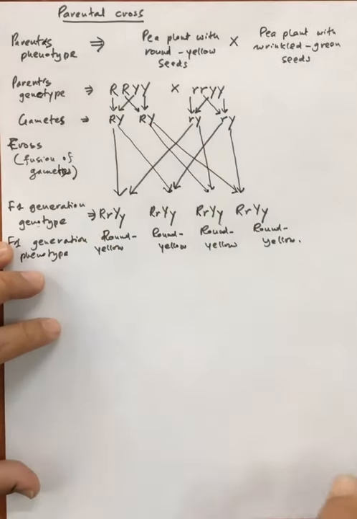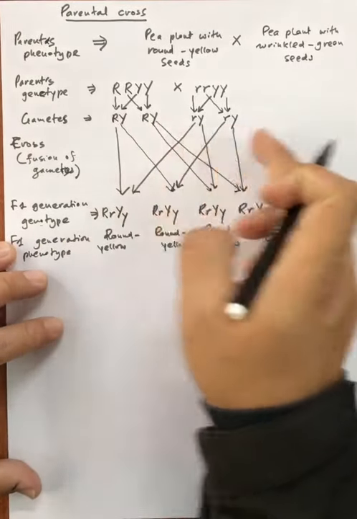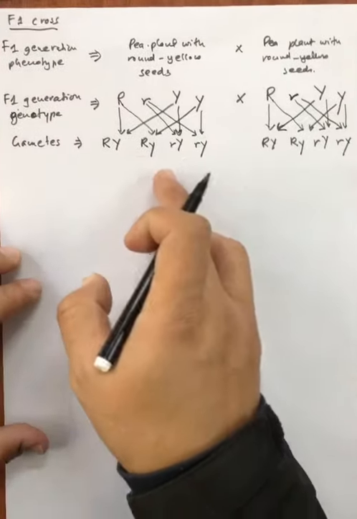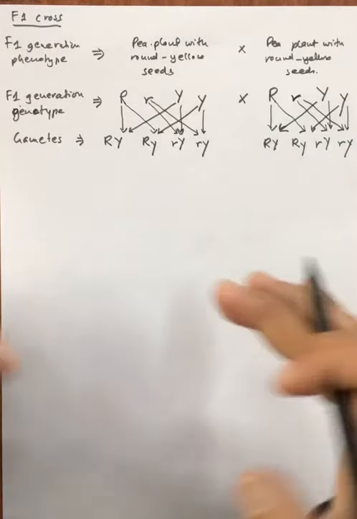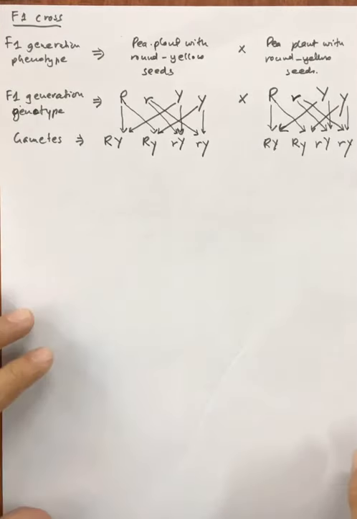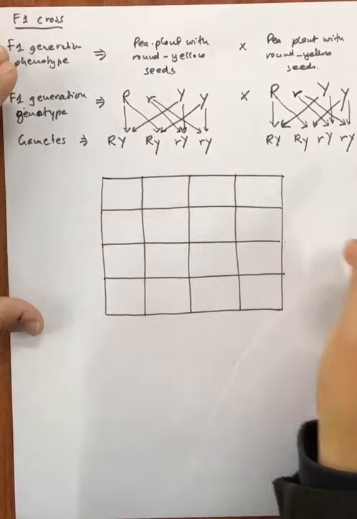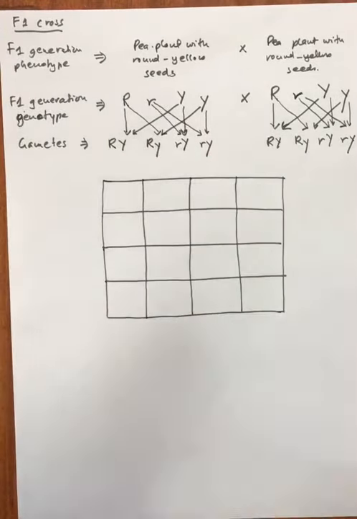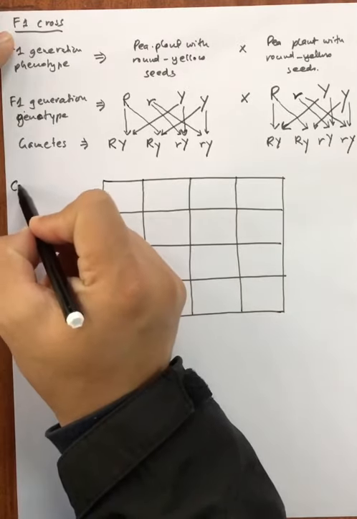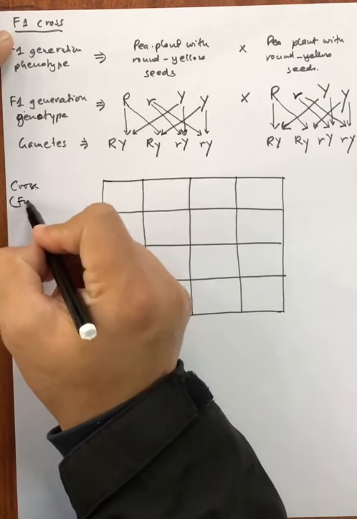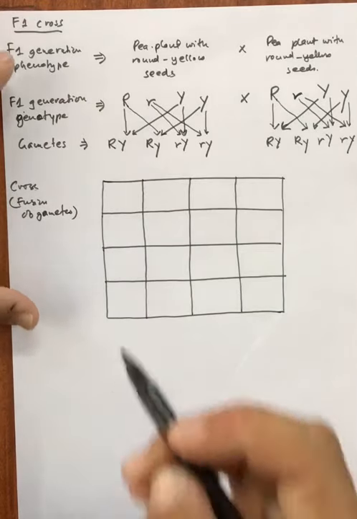Gametes fuse in a cross. This is like a table, a chemistry fusion. The cross is a fusion of chemistry. Fusion of chemistry, fusion, an individual. This one is a table.